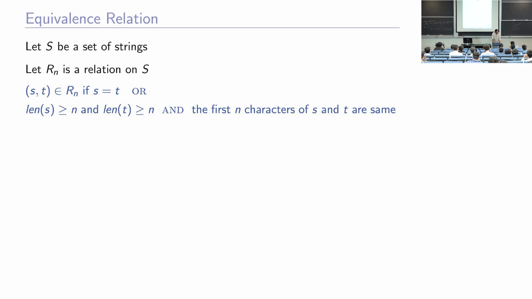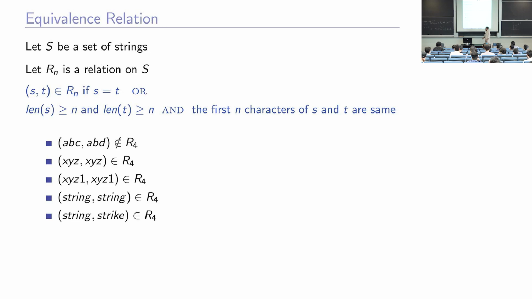Here is another one that your compiler uses all the time. Actually, the C compiler used it, and now people are using it with a different number. Let S be the set of strings made up of alphanumeric and some special characters. R_n is a relation which relates pairs of strings, and if a string is equal to another string, then that ordered pair is in the relation R. And if both strings have length greater than or equal to n, where n is a parameter, that is, the length of s and the length of t are both greater than or equal to n, and the first n characters are the same, then they are related.